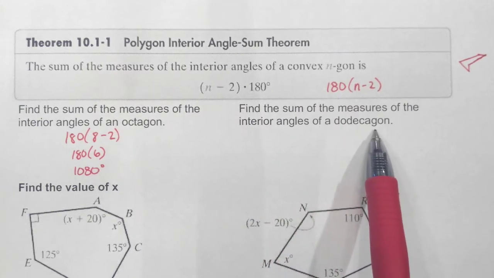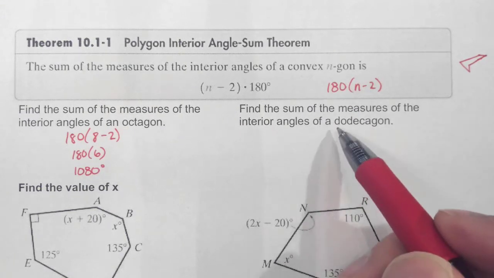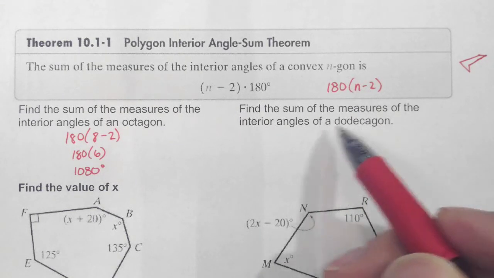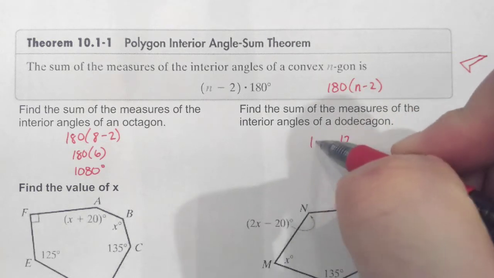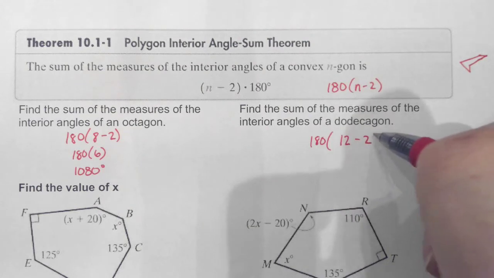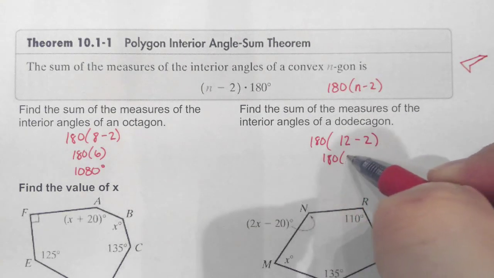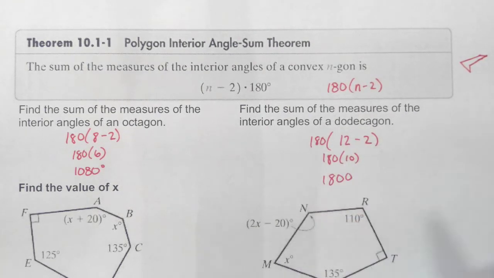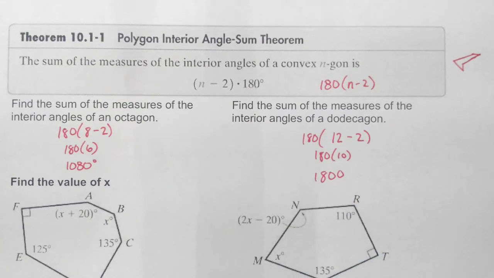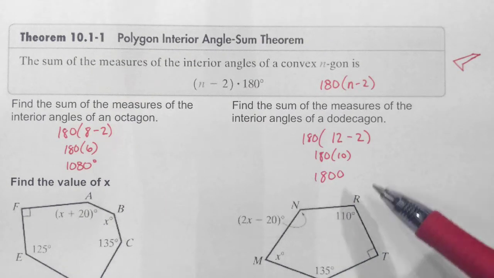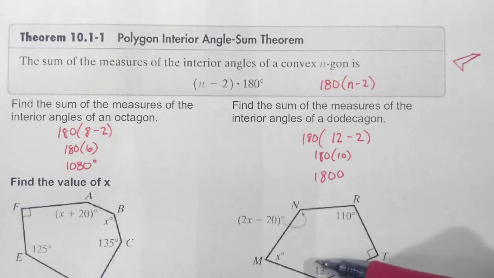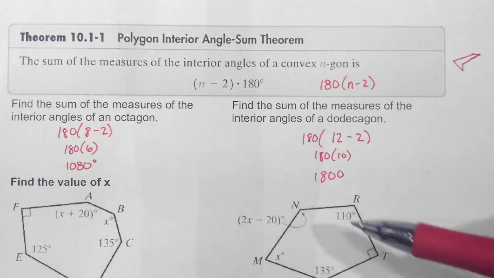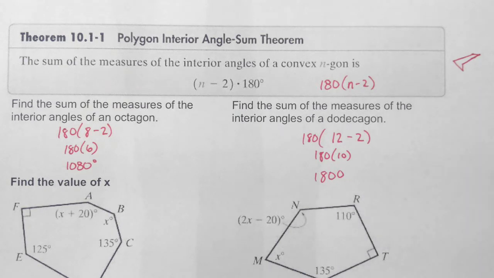A dodecagon. Remember, do means 2, deca means 10, so 2 and 10. That's a 12-sided figure. So we plug it into the formula: 180 times 12 minus 2. 180 times 10 is 1,800. So any 12-sided convex polygon is going to add up all of the interior angles. Each of the interior angles, like down here, these are interior angles inside of the polygon. It would add up to 1,800 every time. It's interesting.